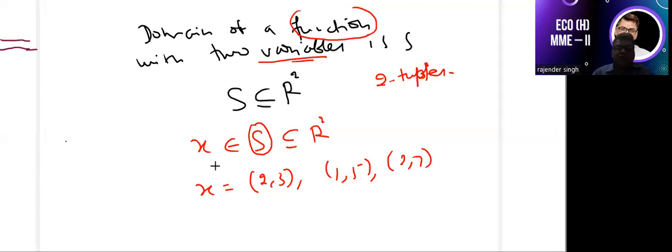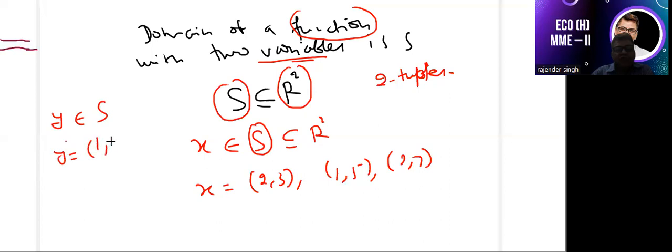So whenever I say that the function is defined for two variables, that means the domain of that function should be the subset of two tuples, okay? That means each of the members of the domain is of the form x equal to 2, 3 or x equal to 1, 5 or 2, 7, right? So if I say y belongs to set S, that means y can be 1, 2, right?